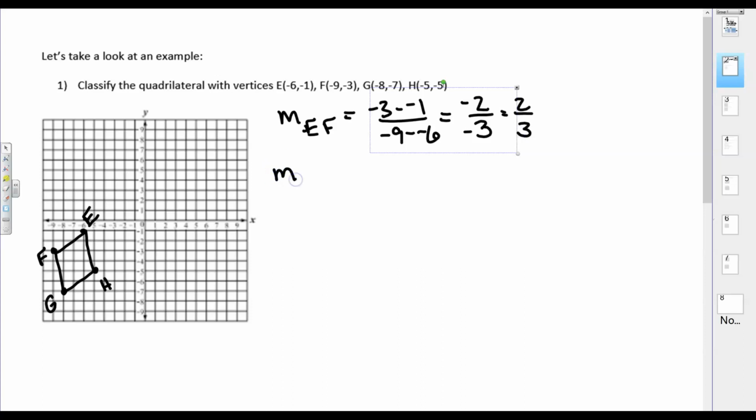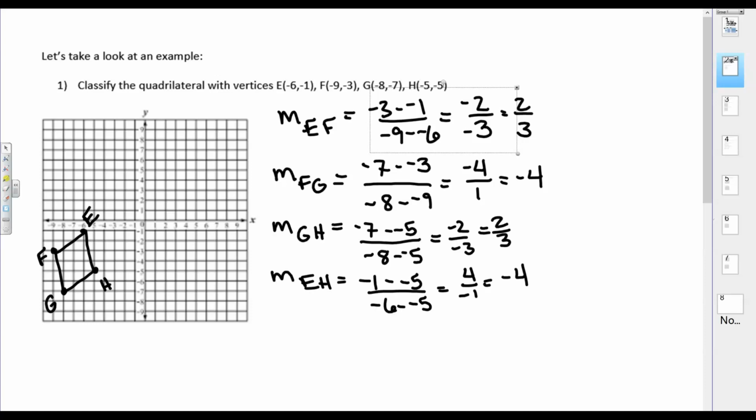The slope of FG. I work it out and get -4. Now I want you to go and do the next two slopes on your own. So I got that the slope of GH was 2/3 and the slope of EH was -4. Now I look and I see how many pairs of parallel sides I have. I've got one pair that's -4, another pair that's 2/3.